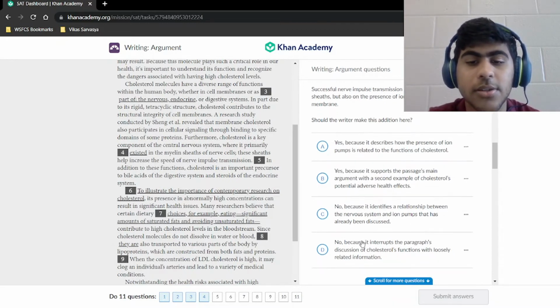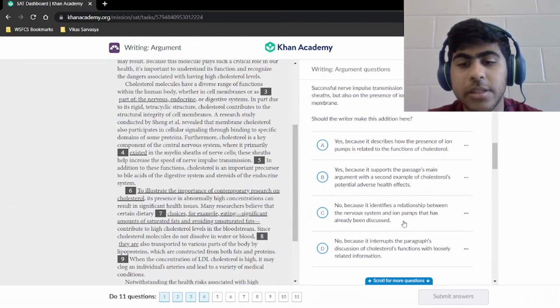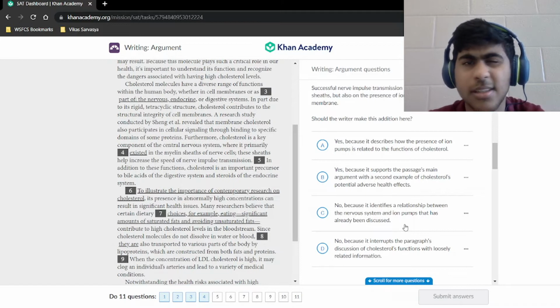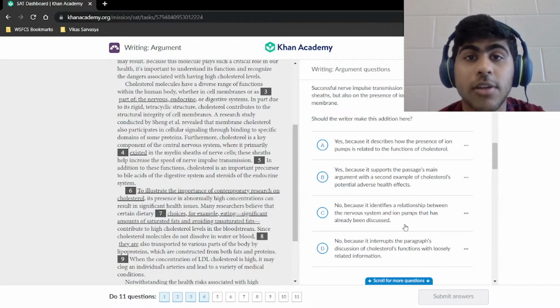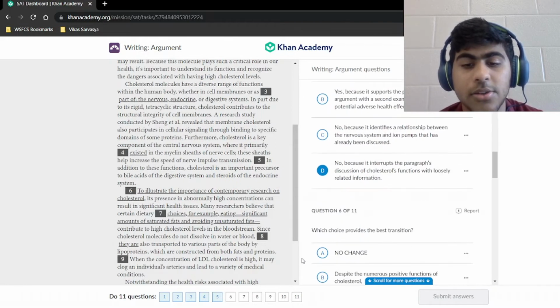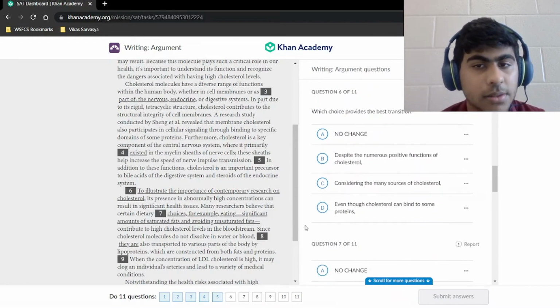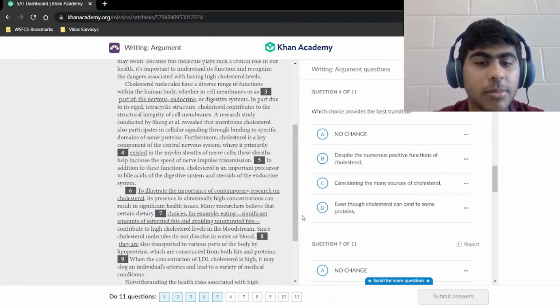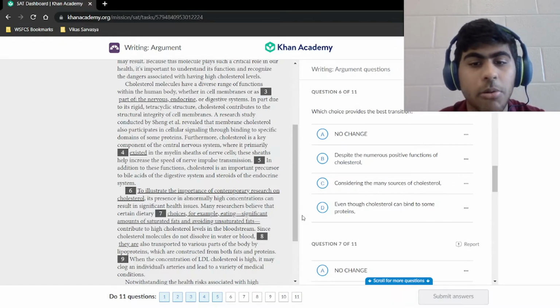Let's look at our justifications. We have: identifies the relationship between the nervous system and ion pumps. That has already been discussed. We haven't done that. We haven't even talked about ion pumps yet. Second one, it says it interrupts the paragraph discussion of cholesterol with loosely related information. That's correct. It's barely related. It's completely off topic, and it interrupts our discussion about cholesterol. All right, let's look at the next question. To illustrate the importance of contemporary research on cholesterol, well, and then it says its presence in abnormally high concentrations can result in significant health issues. We're trying to provide the best transition here. That's what we're doing.